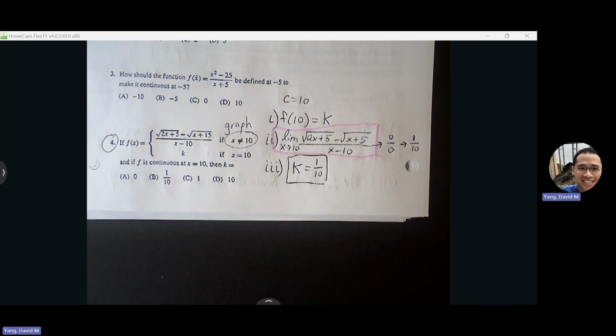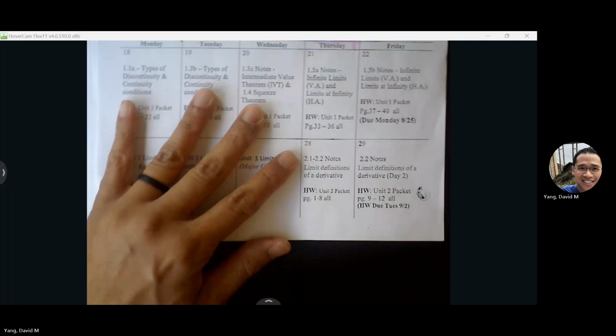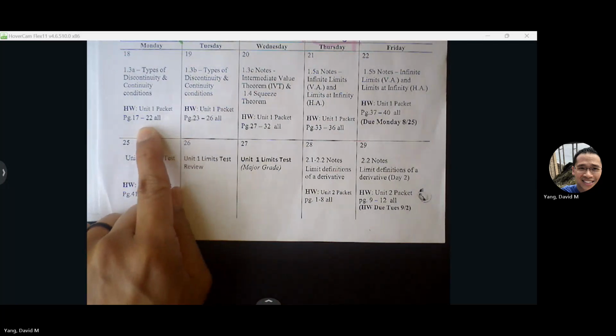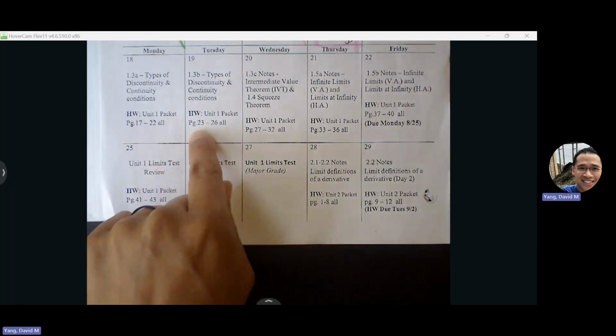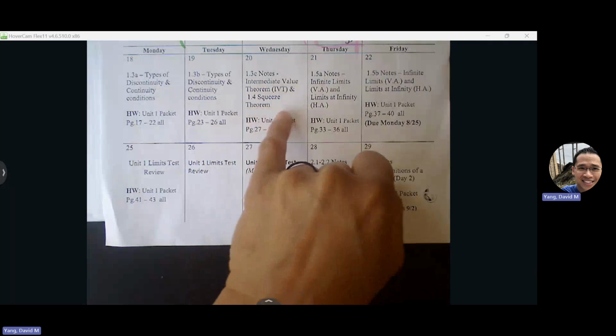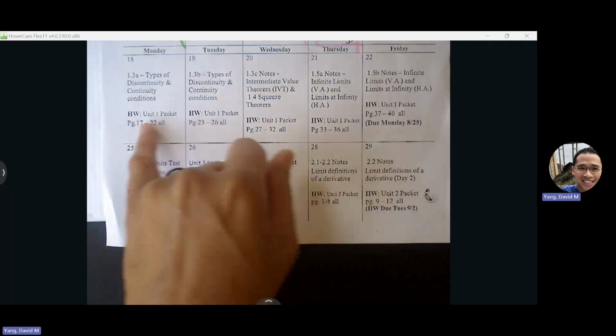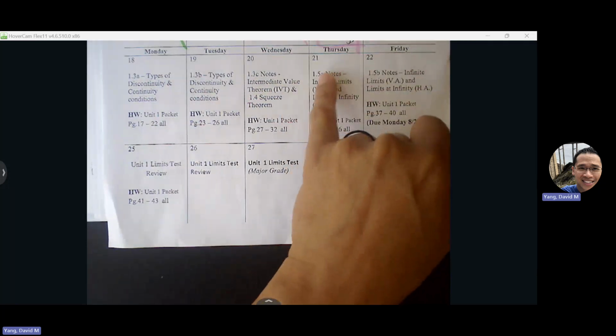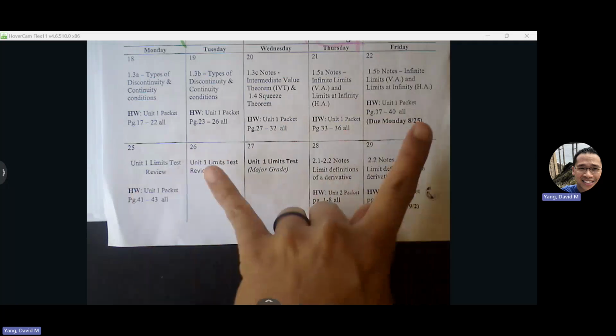So I think that goes through the more involved problems and then leaves you the rest to do for homework. Your homework is up to page 22. Then we'll continue with discontinuity. If we can get ahead, that's great. I think we can probably get done with all of our new content by Thursday, and that'll buy us an extra day of review. Our test is next Wednesday.